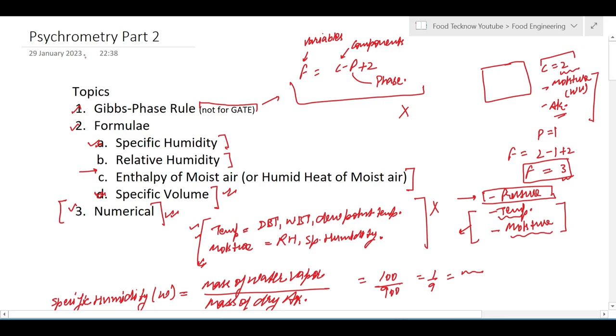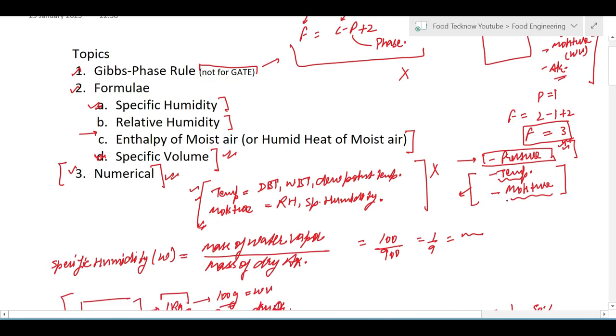First we looked at the Gibbs phase rule. This formula is not required to be understood from the GATE point of view, but as an engineer you have to look at how many variables you require to understand any thermodynamic system. The answer came out to be 3, but as atmospheric pressure is the pressure at which all these things happen, the only two parameters we are left with are temperature and moisture.